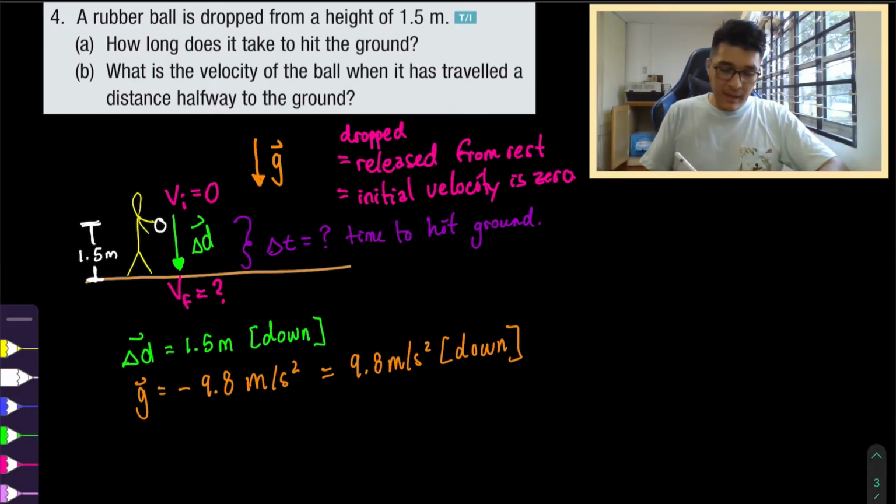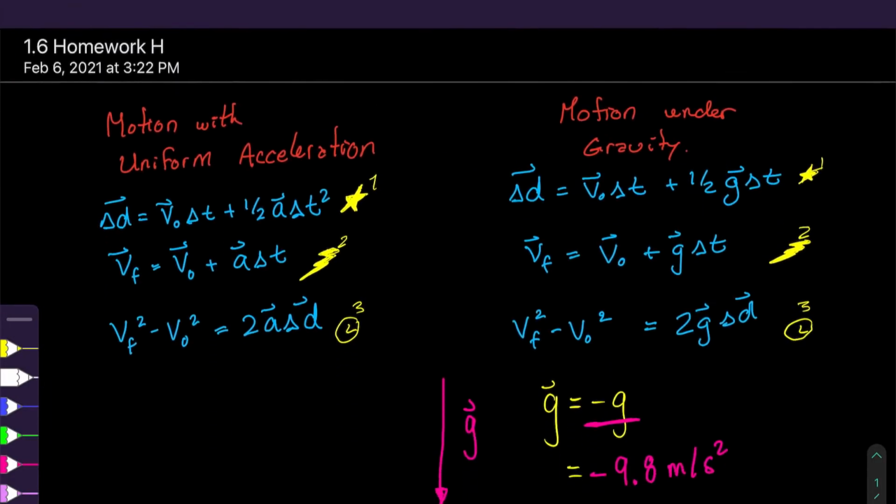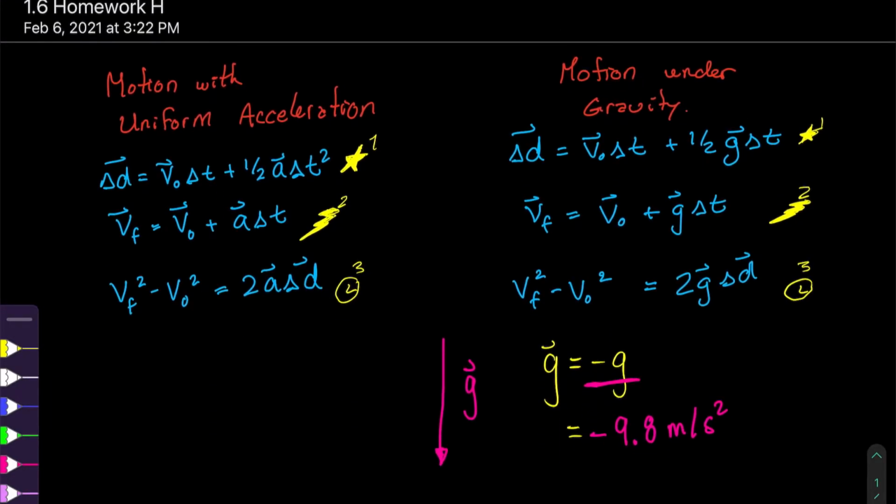So for part A, what was part A asking us? How long does it take for it to hit the ground? So we're looking for the change in time. So let's look at our equations of motion, and based on what we're given, we're going to try to find out the value. In this case, we don't have final velocity, so we're going to try to look for an equation that doesn't have final velocity. So you see right away, we start off with the first equation, and right away, that's displacement, initial velocity, gravity, and time. So we don't have the final velocity at all in this equation. So it turns out that's the equation we're going to use.